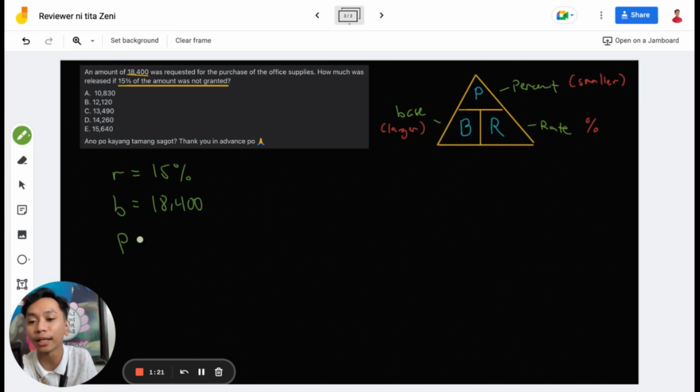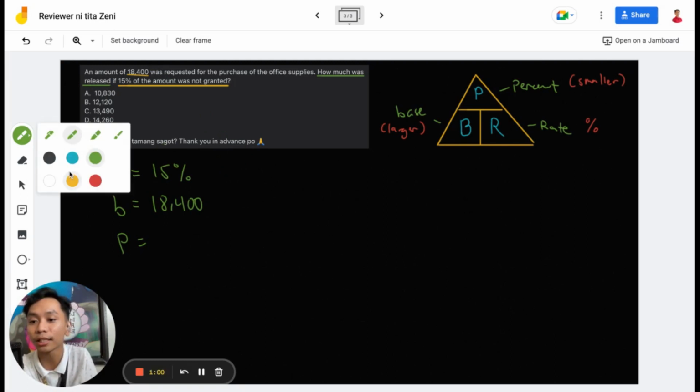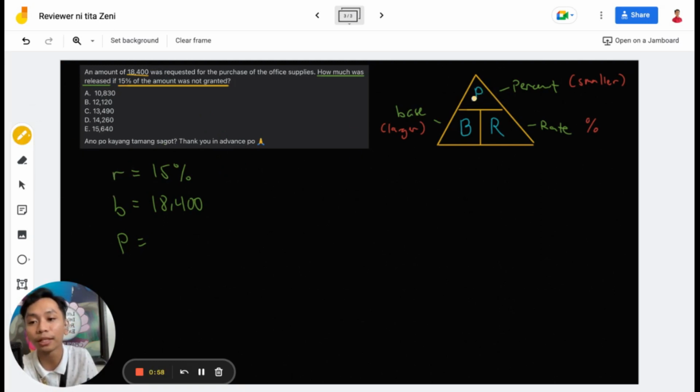We are now looking for the percent, which is essentially, ano yung dapat mong isubtract kay 18,400 para masagot yung tanong, magkano yung na-release? Kasi essentially, yun yung hinahanap, how much was released? But then, malalaman mo lang yan kung alam mo yung 15% nung 18,400. Okay, so first task, to solve for percent, sabi ko pag nawawala yung percent, diba? Imagine mong wala siya dyan. Ang natira ay B and R placed side by side. So what you need to do is to multiply the given base and the given rate. Let's solve for the percent. Given base is 18,400. Multiply daw natin sa given rate which is 15%.